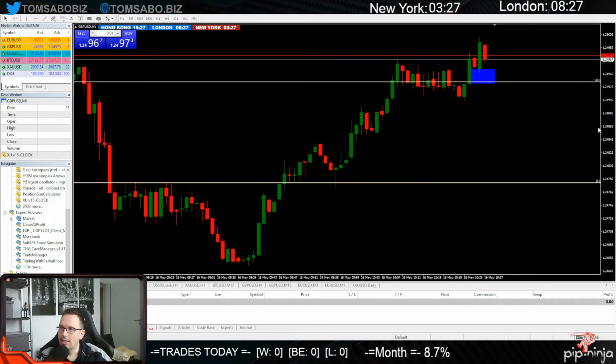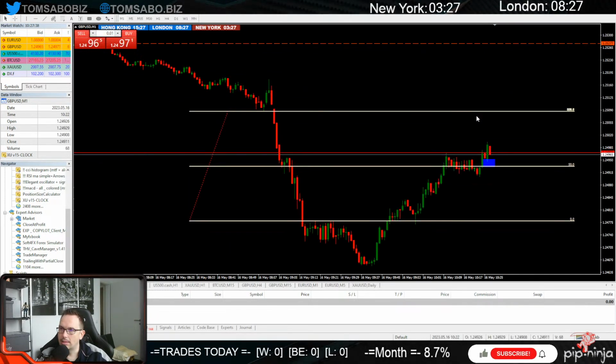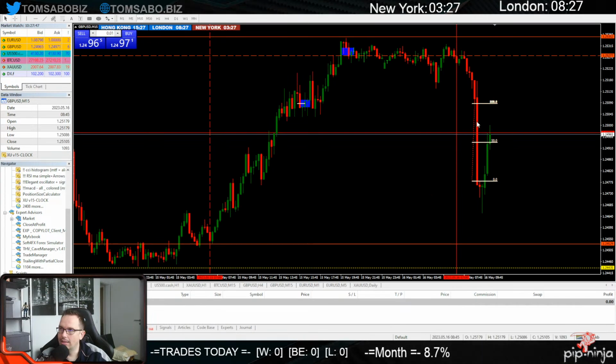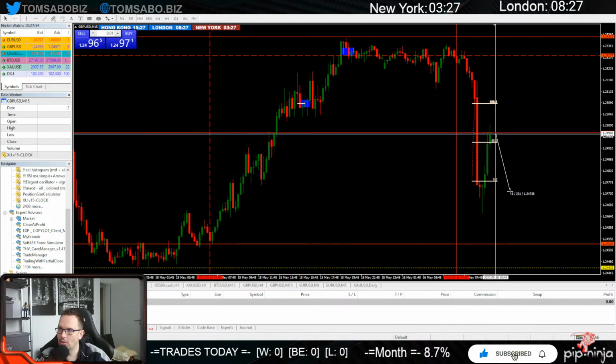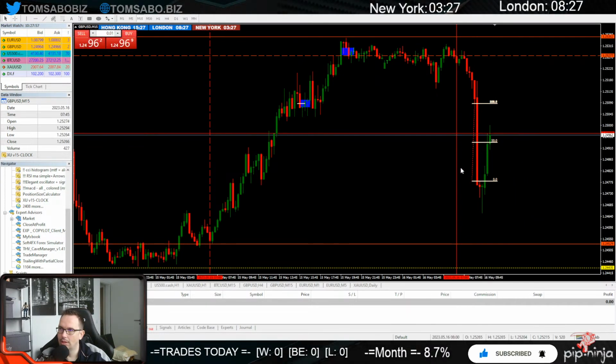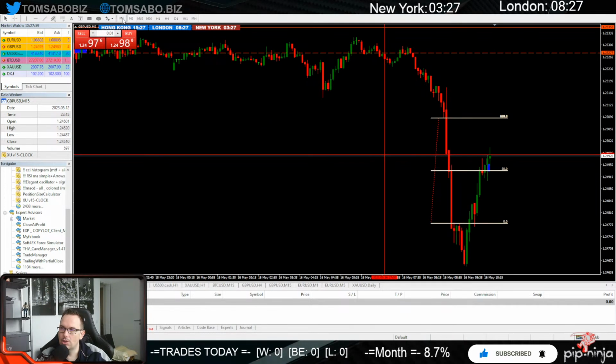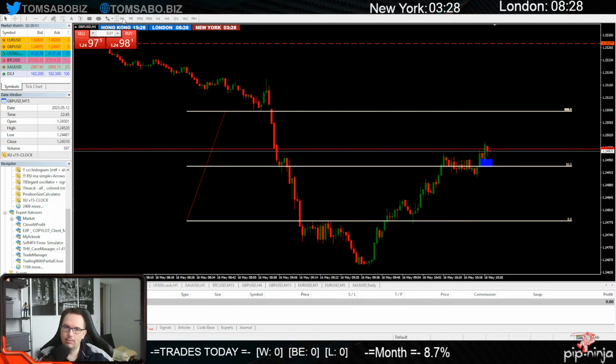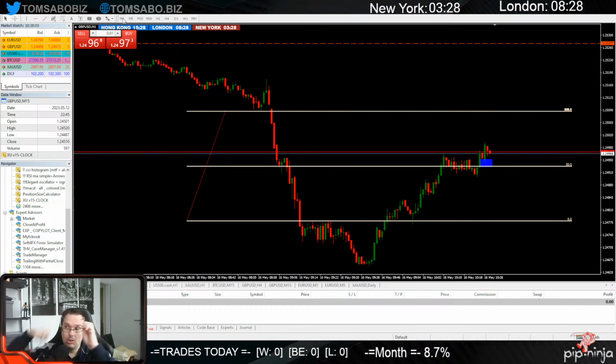The reason why I did not take it is because we're in no man's land. And that's why I have to get more comfortable with this. No man's land for me is like in the middle of this huge news candle, because it can also just go down and do a continuation. For me, that would be a risky trade. Maybe it could be a silver bullet.